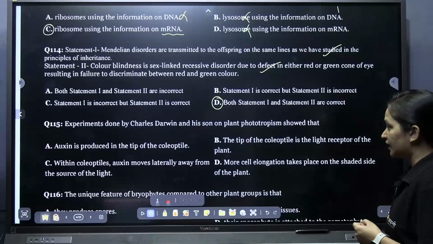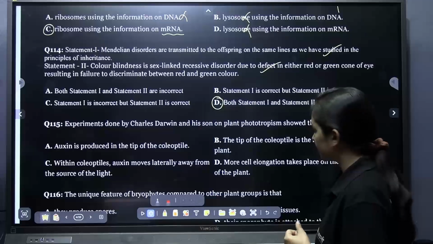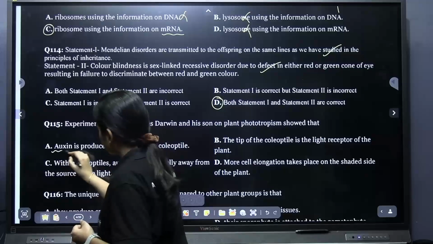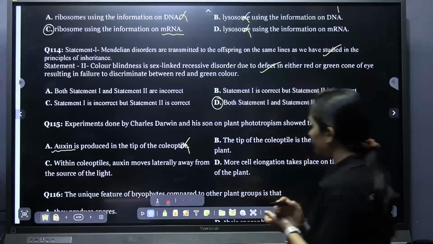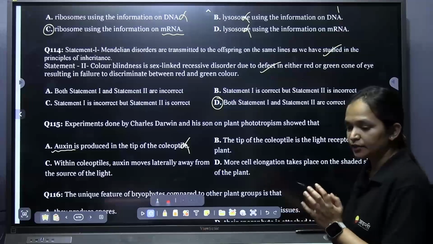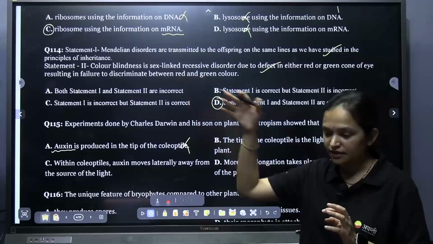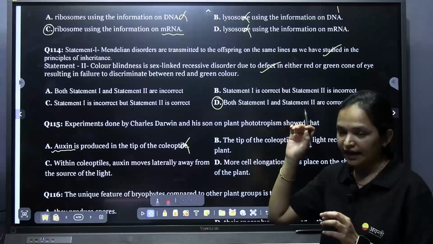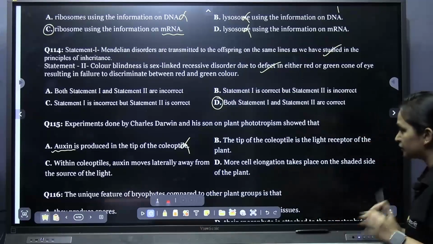Experiments done by Charles Darwin and his son on plant phototropism show that coleoptile is the leaf, that is the experiment. Auxin is produced in the tip, but they were never able to isolate auxin or name it, so they didn't know that it was auxin. They said something was there, there was a stimulus. That stimulus is the sun rays, that is the light, and the plant shows the response of bending towards the light. Only that much they could say.